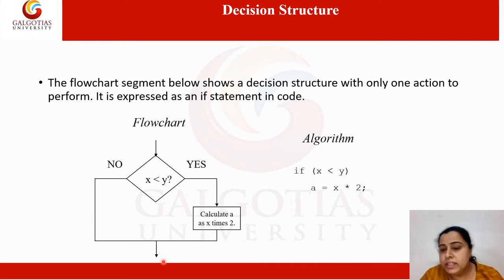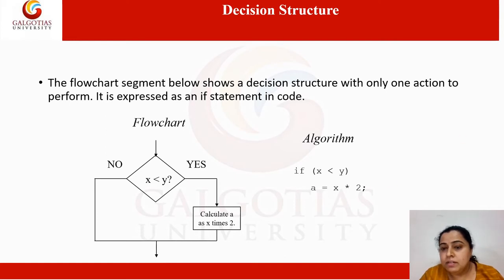Now condition is not only associated with decision, or with this if else, it may be associated with a loop also. What do you mean by that? Let's say I'm saying till x is less than y, calculate x plus 1. So what we are doing is, you can see here, a repetition structure.